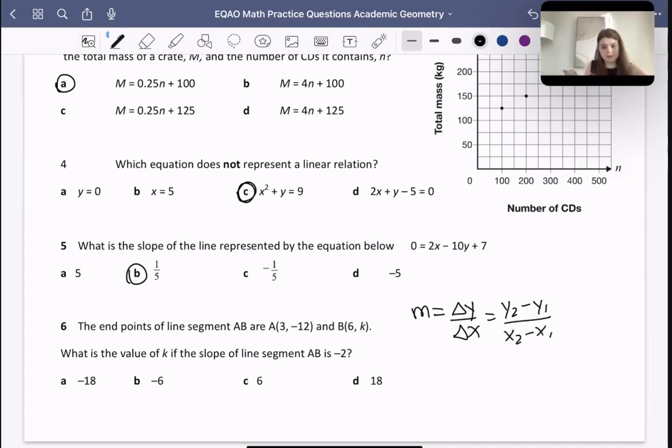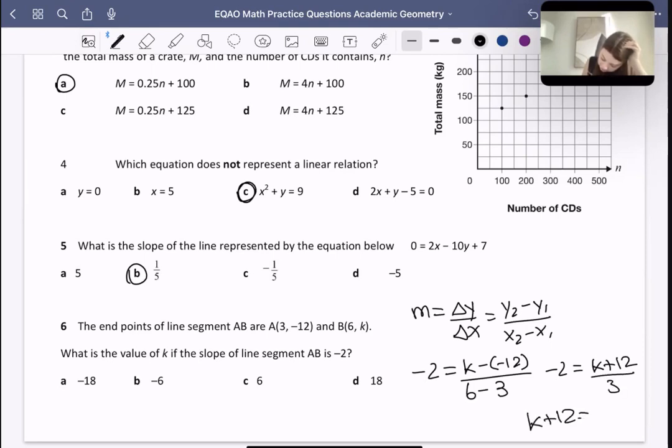We know this, okay? So, therefore, what do we have? We have the slope, that it's -2. We also have y1, which is -12. We don't know k, that's what we're trying to solve, and we know x1 and x2, that those are 6 and 3. So if we plug the values we have in and solve for k, we're going to find the answer. So we're going to get that -2 is going to equal k plus 12 over 3, which means k plus 12 is going to equal -6, which means k is equal to -18, which is A, the first one. And there we go.